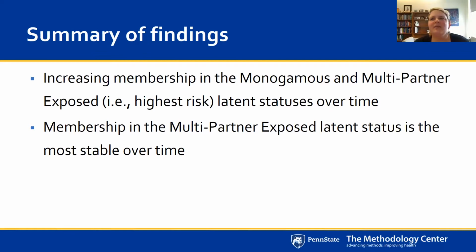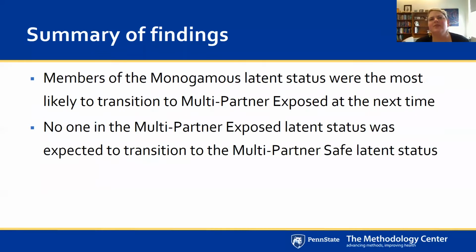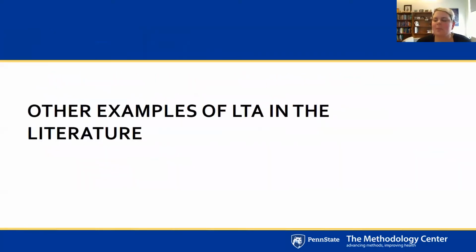So increasing membership in the monogamous and multi-partner exposed latent statuses over time, and you can get that from those prevalence rates. But then the second bullet: membership in the multi-partner exposed latent status is the most stable. That has to do with that transition probability matrix. Again, members of the monogamous latent status were most likely to transition to that very high risk latent status of multi-partner exposed. And unfortunately, no one in the multi-partner exposed latent status was expected to transition into a safer status of multi-partner safe. All right, let's take a little breather, sip of my tea.